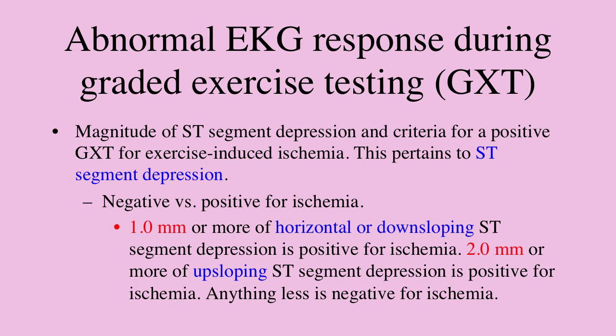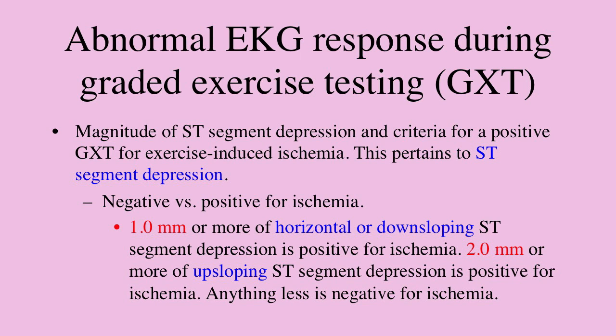So first off, and this is on your slide, 1 millimeter or more of horizontal or downsloping ST segment depression is considered to be positive for ischemia. 2 millimeters or more of upsloping ST segment depression is positive for ischemia. Anything less than that would be negative for ischemia. So if you had 0.5 millimeter of horizontal ST segment depression, that's negative, but if you had, say, 1.5 millimeters of horizontal ST segment depression, that's positive. And then the same concept with upsloping ST segment depression.